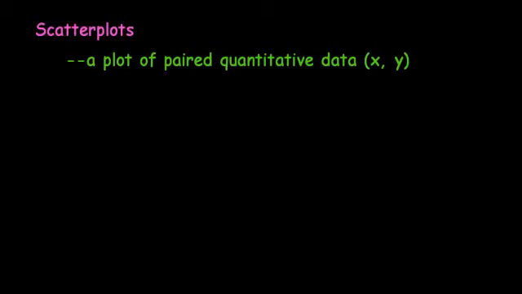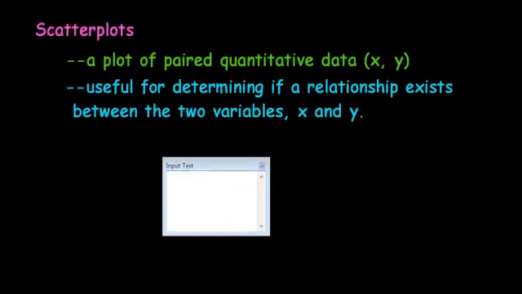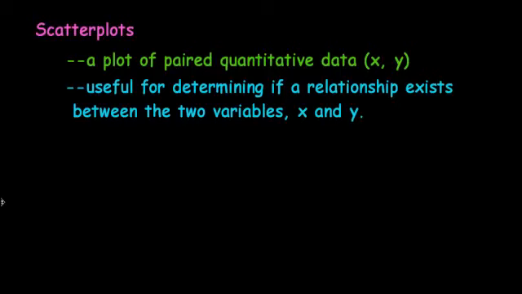A scatterplot is a plot of paired quantitative data, paired as X and Y. So this is quantitative data. These are numbers that represent counts or measurements. And scatterplots are useful for determining if a relationship exists between these two variables, X and Y.